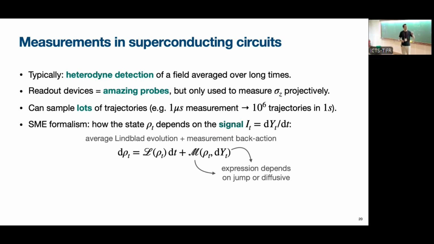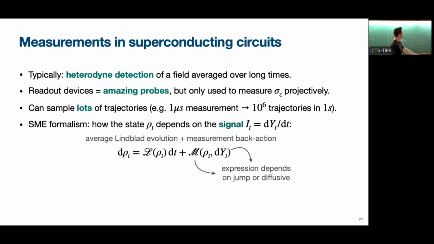And because these circuits have very fast dynamics, on the order of a few hundred nanoseconds, you can typically sample a huge amount of trajectories. So for a 1 microsecond measurement, which is already a pretty long measurement, you have a million trajectories in 1 second. Now it turns out we have a very good formalism to describe this continuous measurement, the stochastic master equation formalism, which describes how the state depends on the continuous time signal.